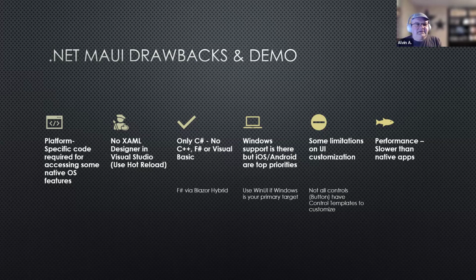If you're a more advanced XAML developer, and you use control templates for really customizing UI, not all the MAUI controls support templating. Even the button control, you can't use control templates with that to customize the button. And while .NET 8 and MAUI is fast, any kind of abstraction like MAUI is never going to be as fast as building native apps. So a native iOS app is always going to be faster than MAUI or Flutter, any of those types of frameworks.